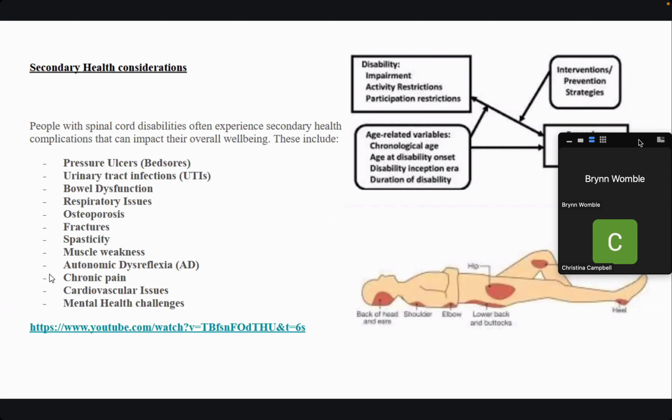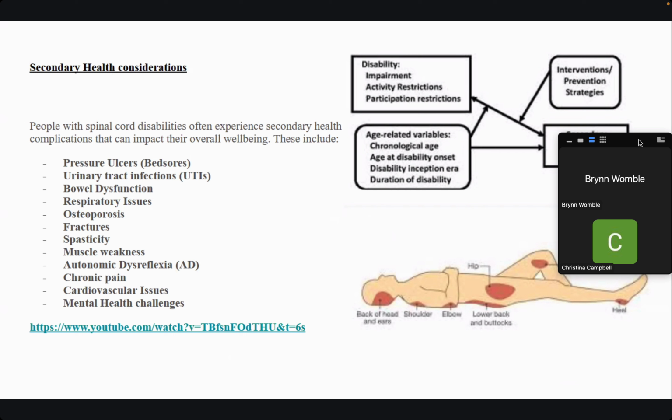People with spinal cord disabilities often experience secondary health complications that can impact their overall well-being. These include pressure ulcers, which are also known as bed sores. Pressure ulcers are caused by reduced mobility and lead to skin breakdown and ulcers. Another complication is a urinary tract infection, which stems from the loss of bladder control, causing incomplete emptying, which increases the risk of infection. Bowel dysfunction is another complication which leads to constipation.